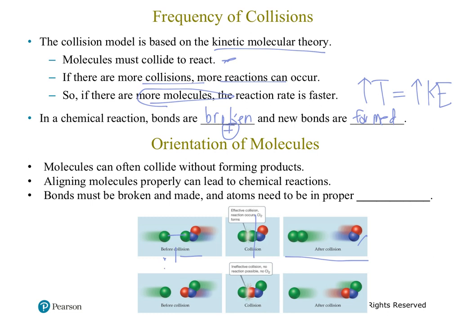If that original chlorine here hits the wrong side, well then there's no reaction happening, and it'll just bounce off and a reaction won't take place. So it's important that molecules are properly aligned in the direction that they need to be to form that new bond. So they need to be in the right orientation or direction.